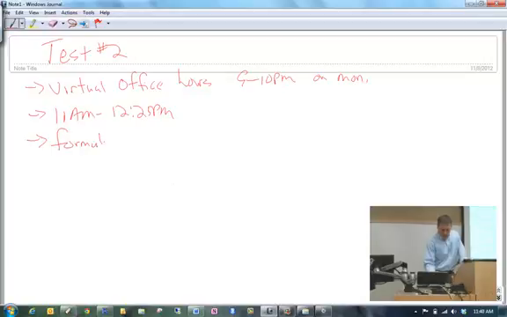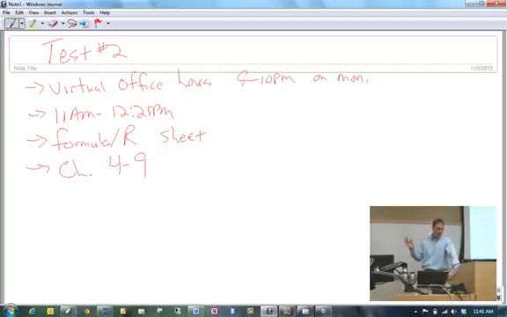Remember the formula and R function help sheet. Again, it's available on the course website. Make sure you're familiar with what information is going to be given to you before the exam. I will pass this sheet out to you so you don't need to bring it in with you to the exam. The test covers chapters 4 through 9, excluding sections that we, of course, skipped.